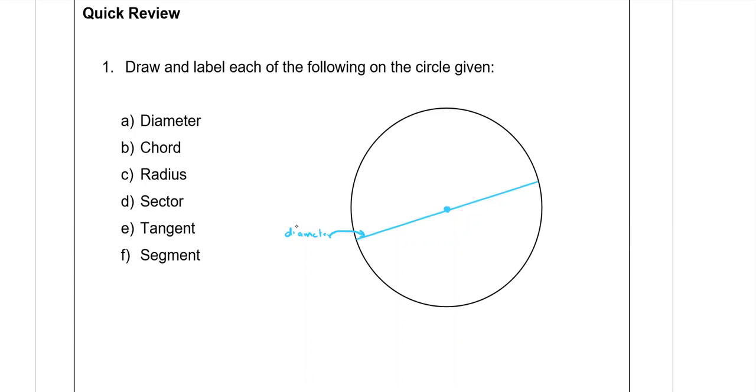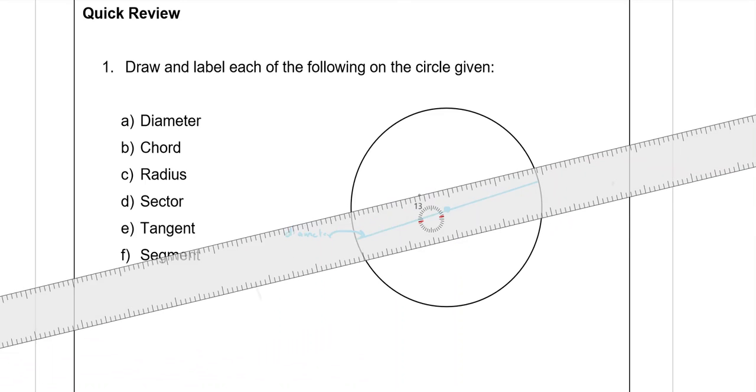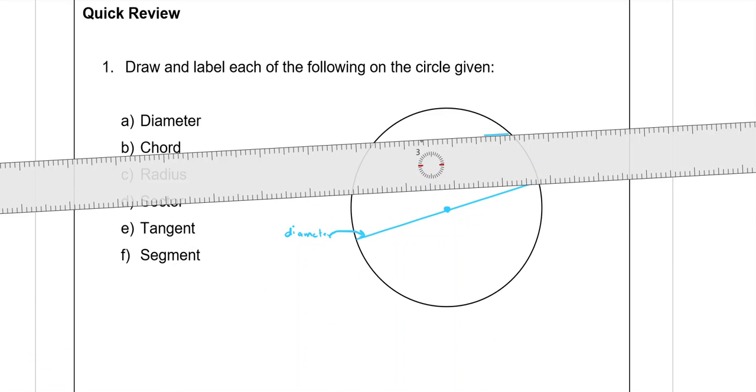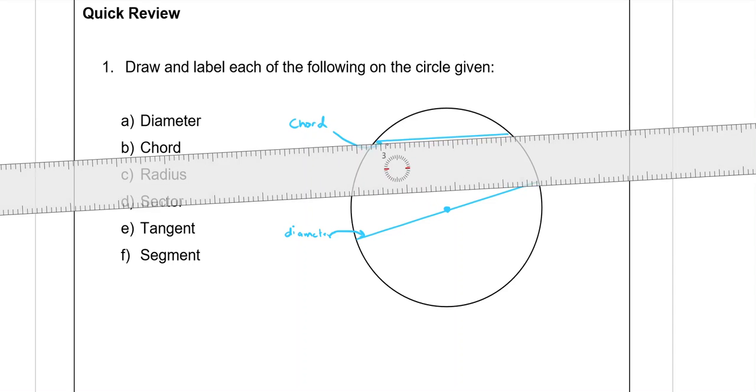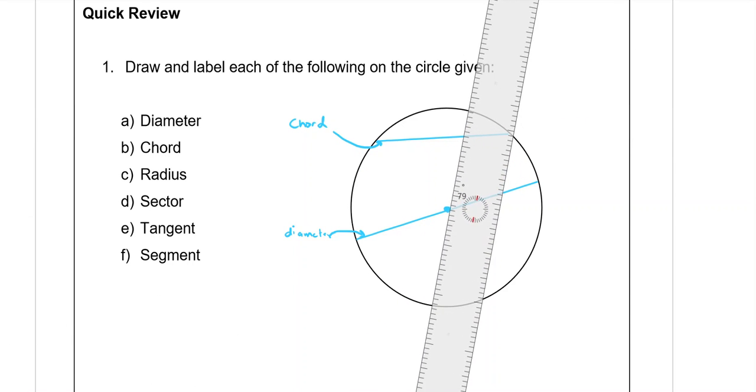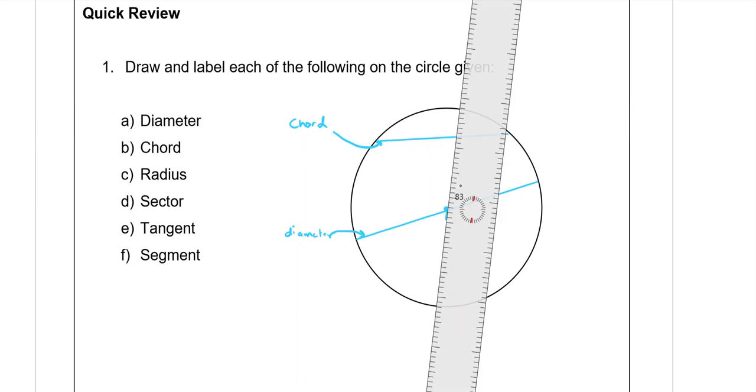Okay, next we want a chord. A chord goes from one side of the circle to the other but does not go through the center. So there is a chord. Okay, next we want a radius, which goes from the center to the edge. So let's draw a radius down here.